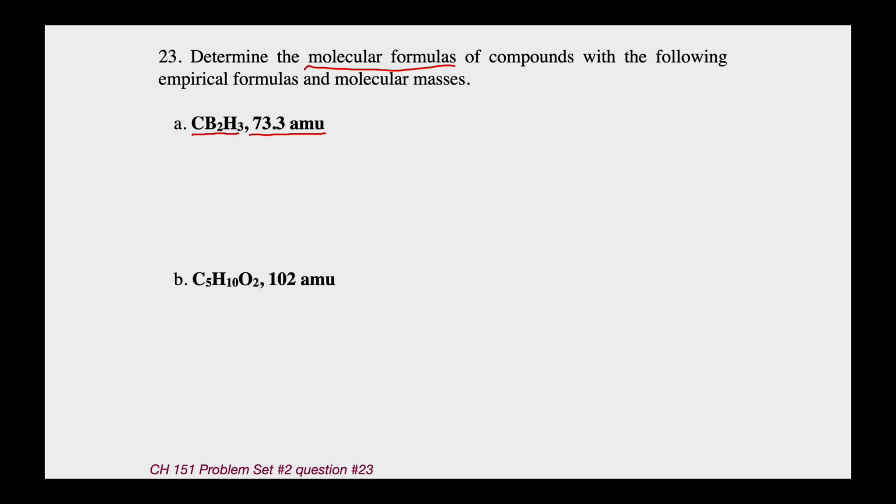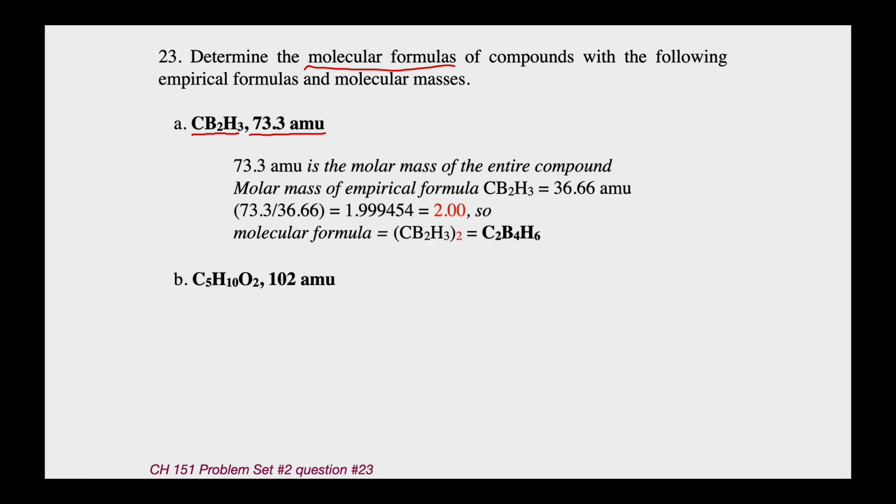So what we're going to do here is add a carbon, 2 borons, and 3 hydrogens together, and that's going to give you some number. If that number happens to be 73.3, then the empirical formula and molecular formula are the same. If it's not 73.3, then it's going to be some whole number ratio of 73.3 divided by the actual number, and we're going to use that to find it. Let's look at how this works. 73.3 is the molar mass of the whole compound.